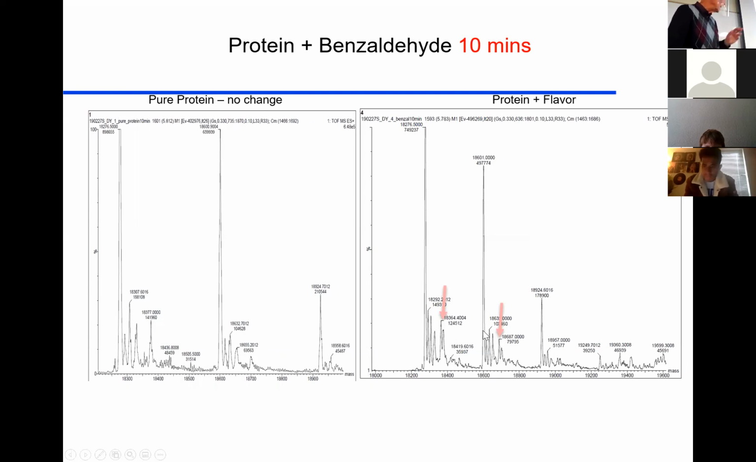Here's our beta-lactoglobulin with one sugar added to it. Okay, and here, right next to it, is another red arrow of another benzaldehyde. We can actually show that we're adding flavor onto that protein. That's really relevant to us in the sense that proteins are hard to flavor.